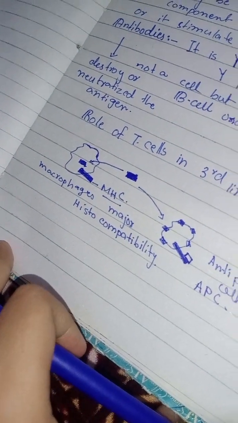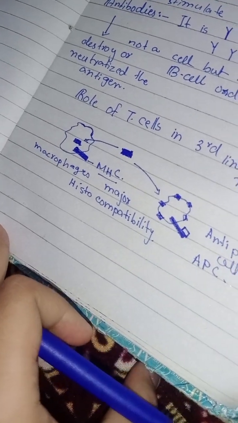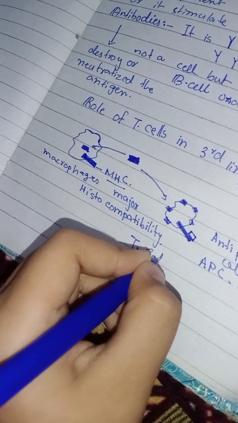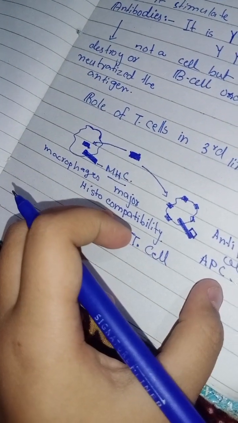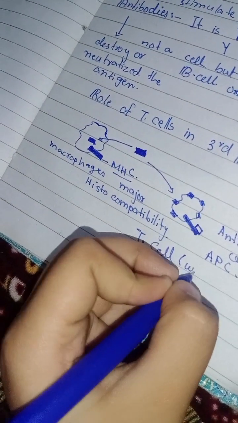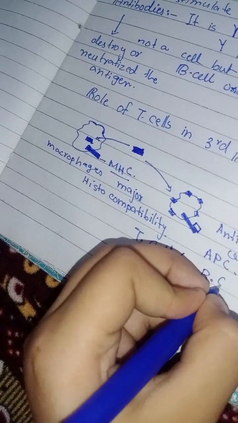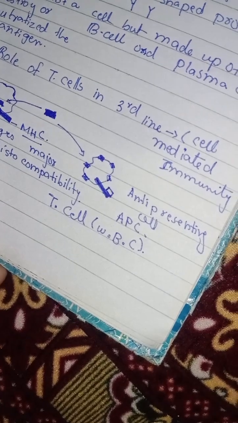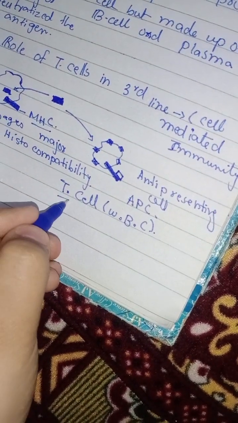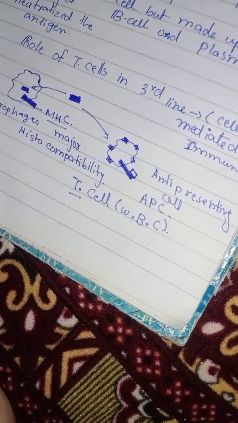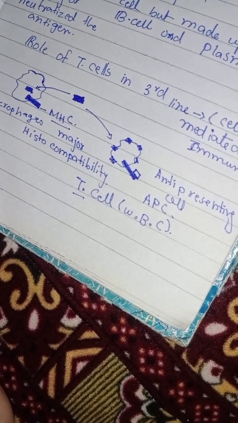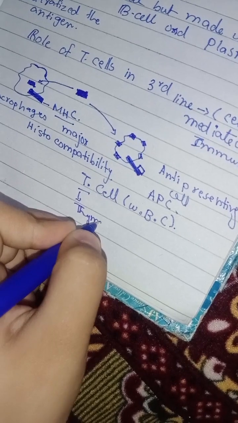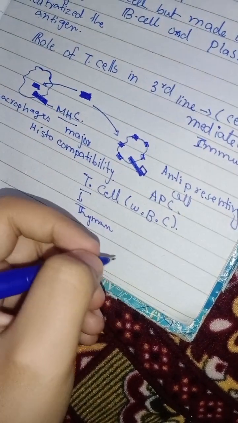So now the major work is of T cells. What are these T cells? These are white blood cells. And why do we give the name T cell? Because these are present in the thymus, which is a part of our body.